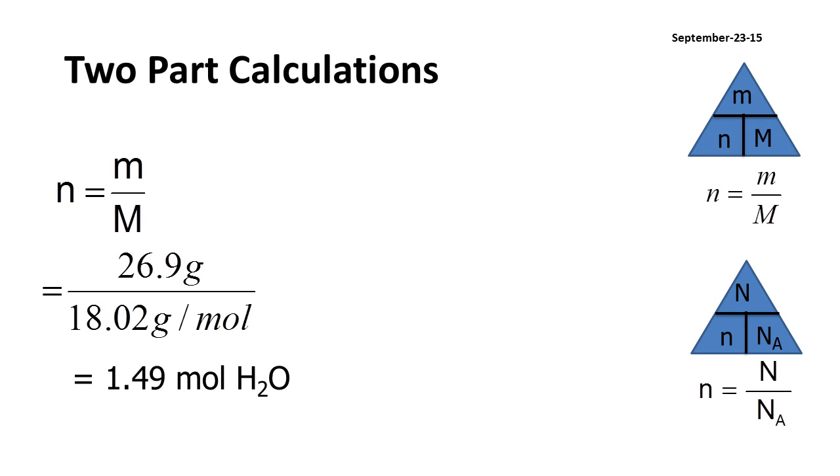Now notice that my answer in that case only has three significant digits. The reason why it has three significant digits is the two numbers I used to calculate it. The lowest number of significant digits is 26.9, and that was the mass amount.